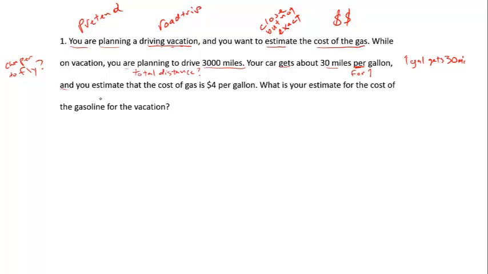And you estimate that the cost of gas is $4 per gallon. Here's this word per again. And so it's saying that, oh yeah, $4 for 1 gallon. So $4 gets 1 gallon. Oh, okay.